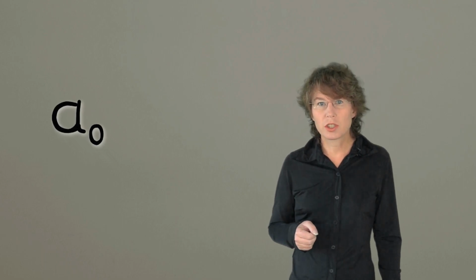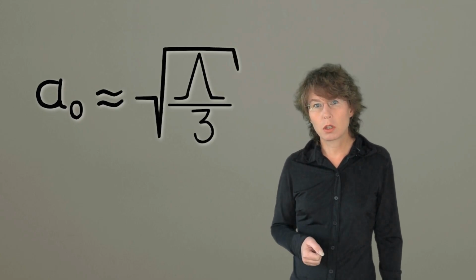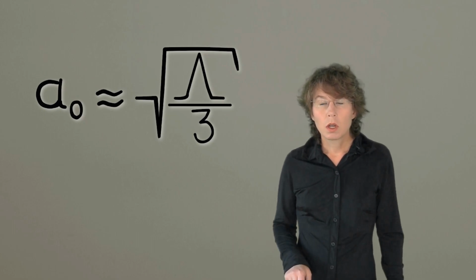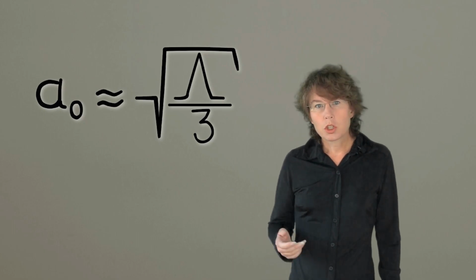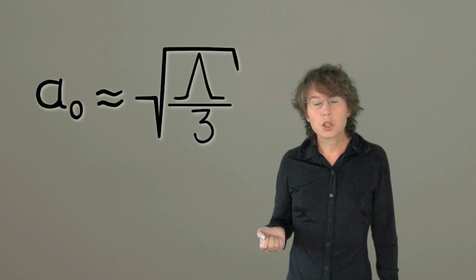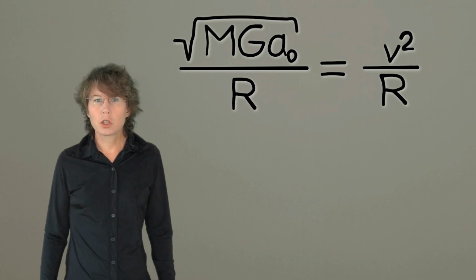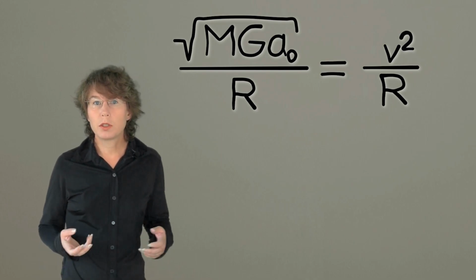This acceleration where the crossover happens is a free parameter in MOND, and it's normally denoted A with an index 0, or A naught. You can determine the value of this parameter by just trying out which fits the data best. It turns out that the best fit value is closely related to the cosmological constant. Why that is so, no one has any idea. The cosmological constant is a specific type of dark energy, but there is no known relation between dark energy and dark matter.